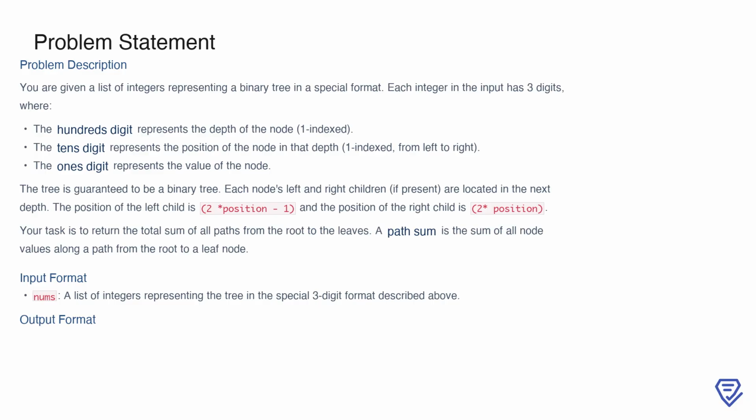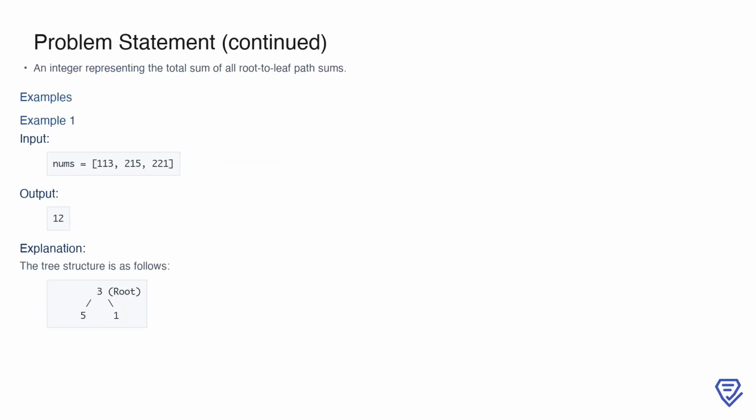A root-to-leaf path is simply the sequence of node values along a path from the root node down to any leaf node, and its sum is the sum of those values. The output for this problem is a single integer representing the total sum of all root-to-leaf path sums. Let's explore an example to make this clearer.